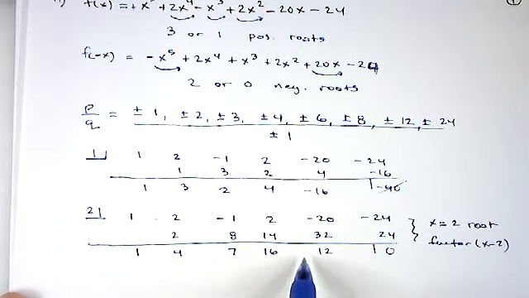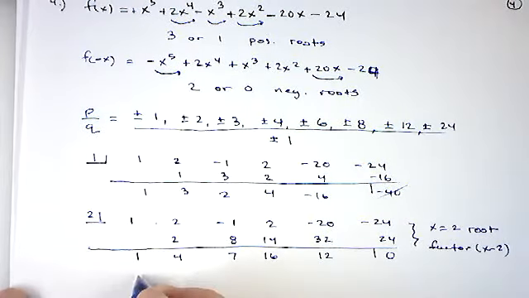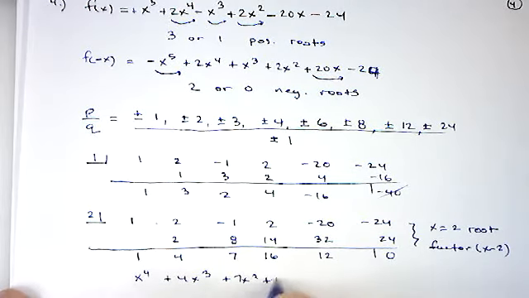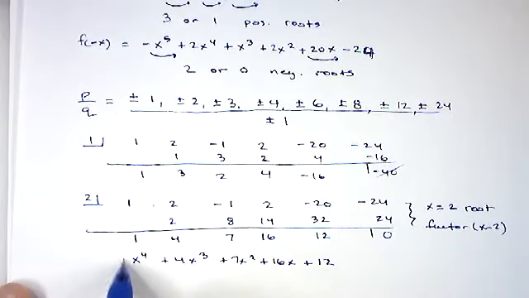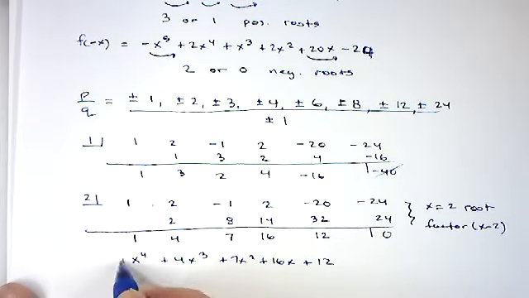Now there's something to learn here. If I look at my reduced polynomial, and this would be a 4th degree, x to the 4th plus 4x cubed plus 7x squared plus 16x plus 12. Notice that there are no sign changes here, right? It's all positive throughout here.